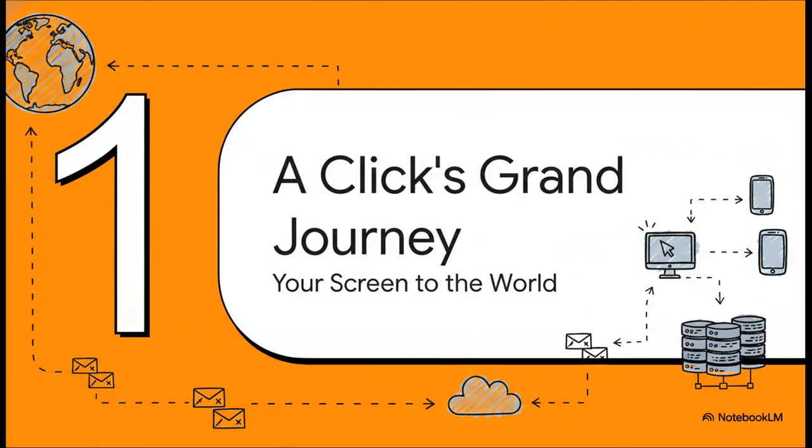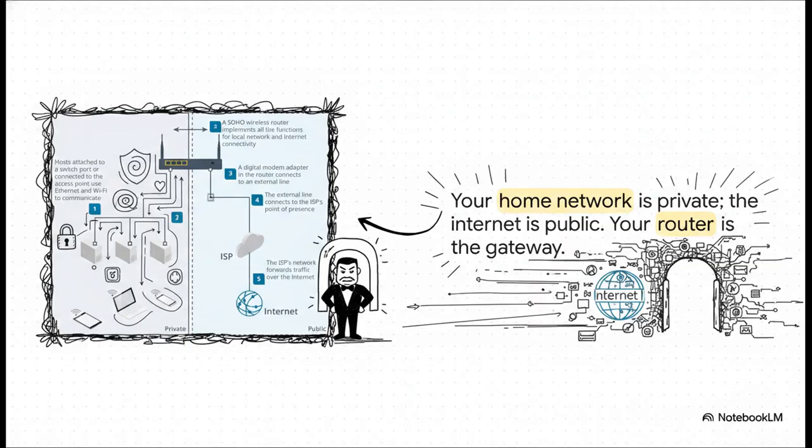To really wrap our heads around this journey, we first need a map of the world that our little data packet lives in. This image right here nails the two fundamental zones. Over on the left, you've got your private world. That's your laptop, your phone, your smart TV, all that stuff. And on the right, you have the huge public internet. And that little box in the middle, that's your router. It's the gateway, kind of like the bouncer at a club, deciding what gets in and what gets out.